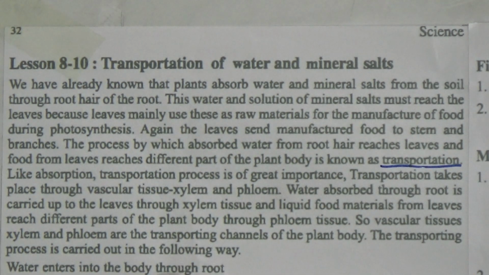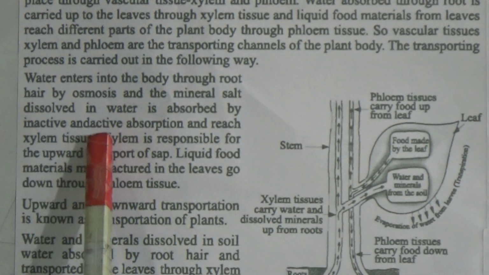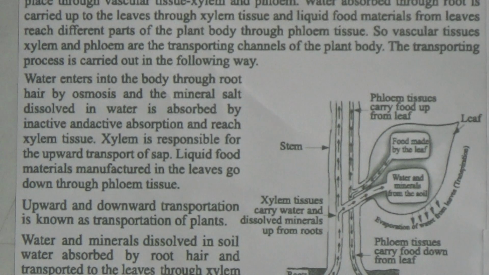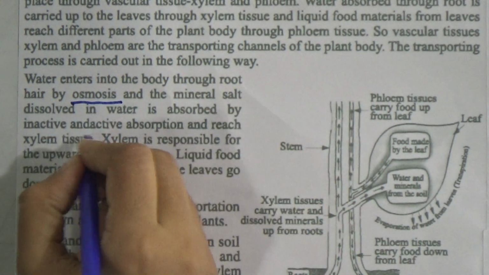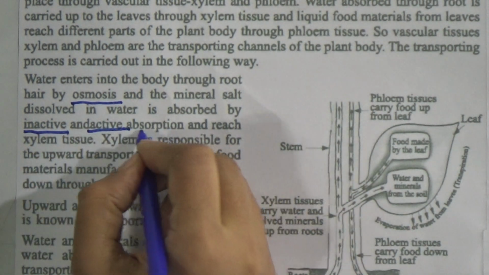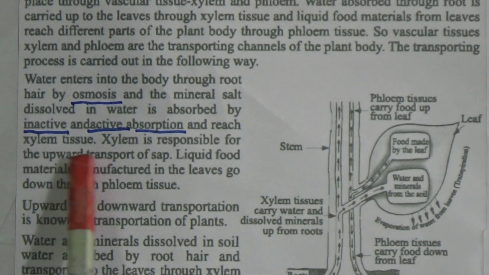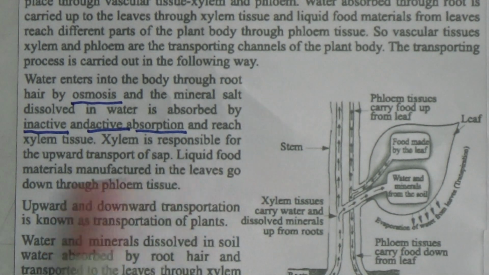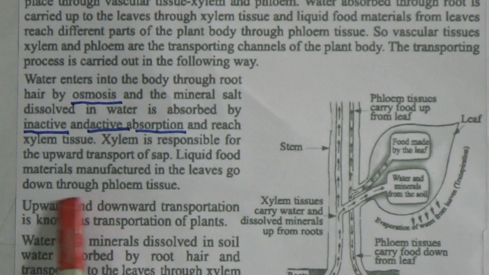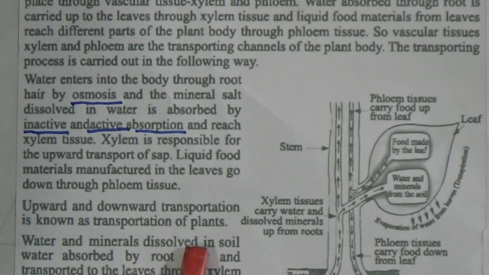Water enters into the body through root hair by osmosis, and mineral salt dissolved in water is absorbed by inactive and active absorption. That means water is absorbed by the osmosis process and mineral salt is absorbed in inactive and active absorption process, and they reach the xylem tissue, and xylem is responsible for the upward transport of the sap. Liquid food materials manufactured in the leaves go down through the phloem tissue, and upward and downward transportation is known as transportation of plants.